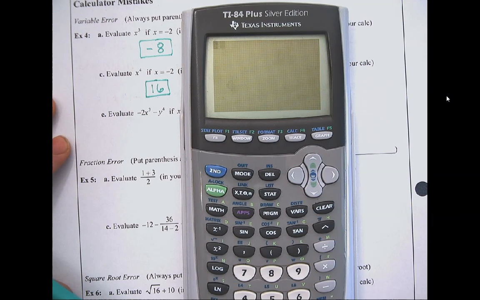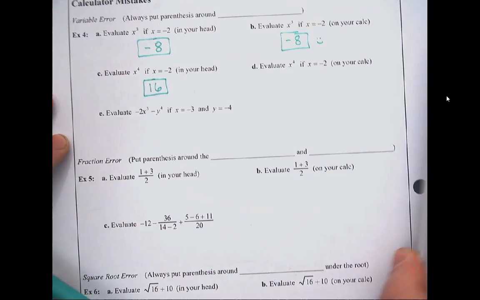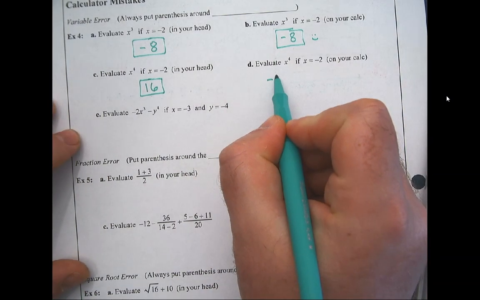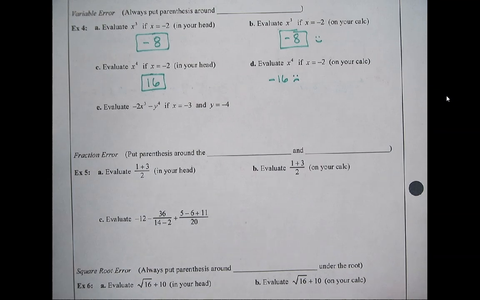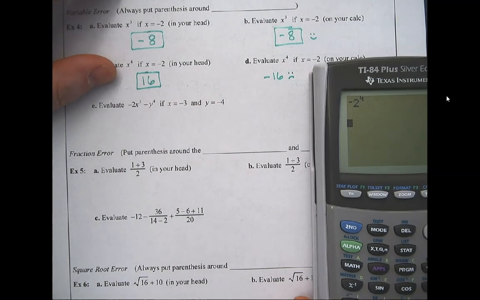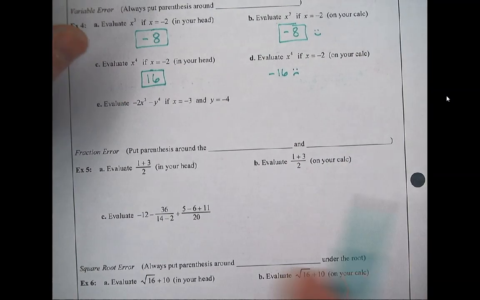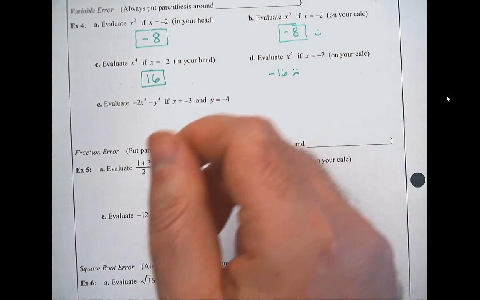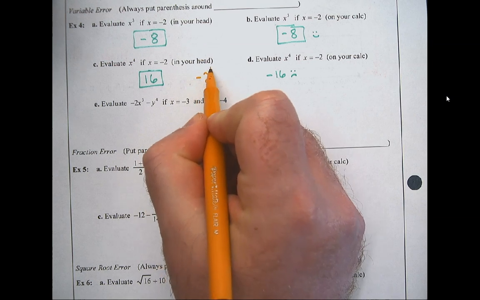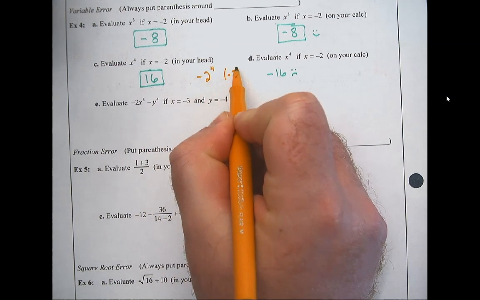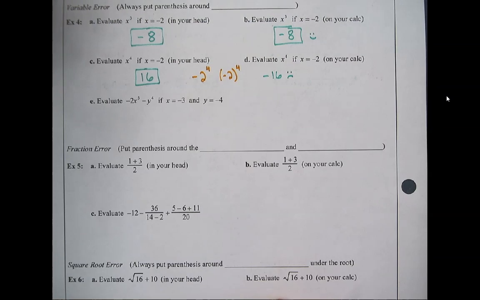I'm going to use my other calc, just switching it up. -2 to the fourth, and we get, calc says -16. Why did it do that? Because you're not asking the calculator the correct question. There's a difference between -2 to the fourth and (-2) to the fourth.